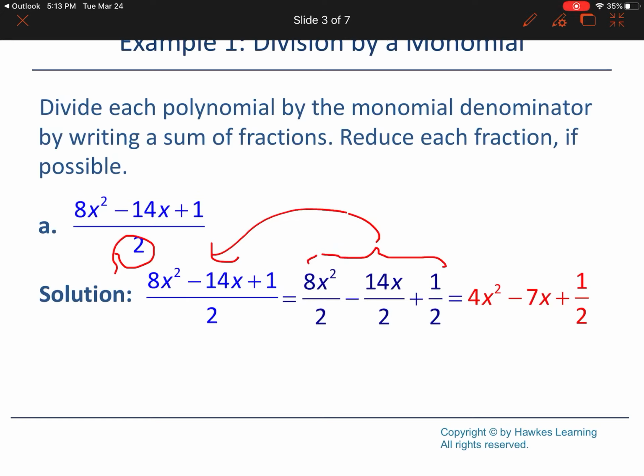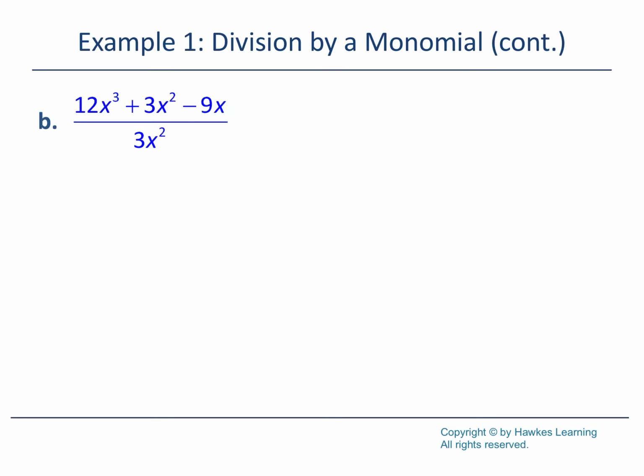Notice that it's totally possible to have variables turn up in the denominator. It's possible to have more than one of them be a fraction. It just totally depends on what we're dividing by. All right, so now I want you to pause the video and break this up into 3 fractions and reduce each of those fractions on your own.